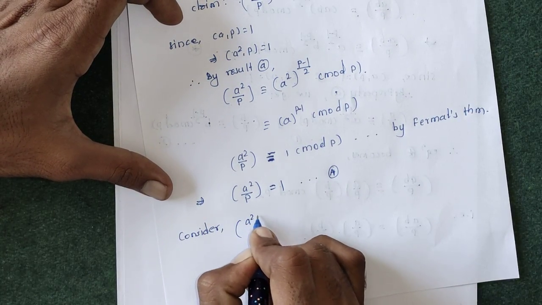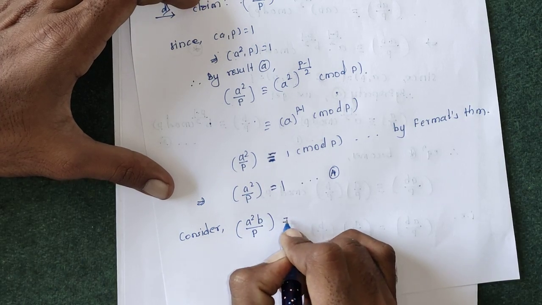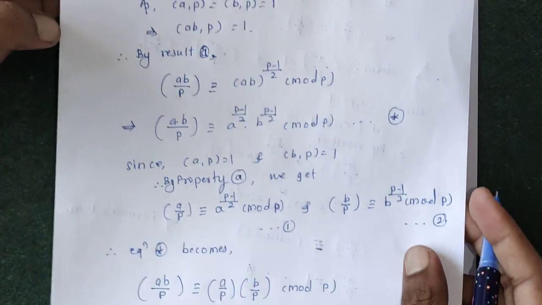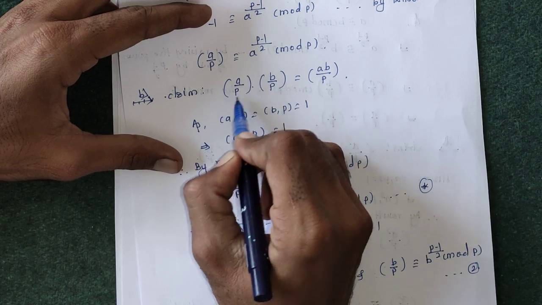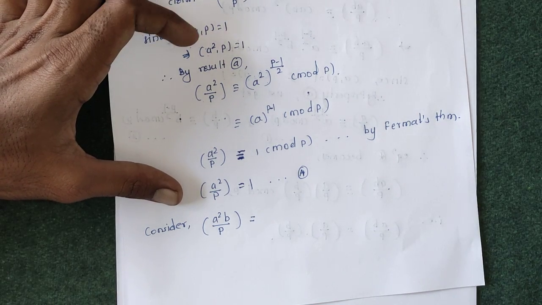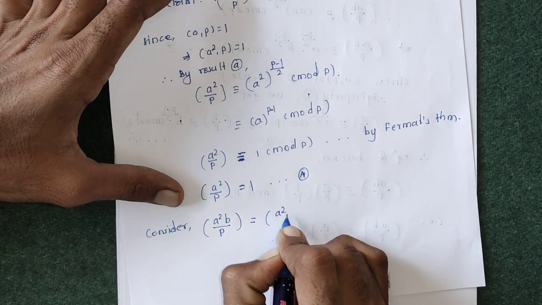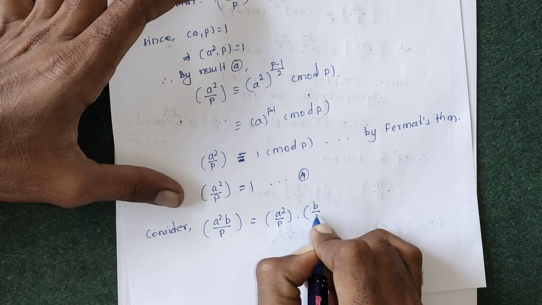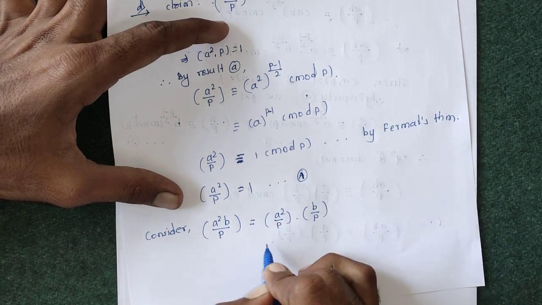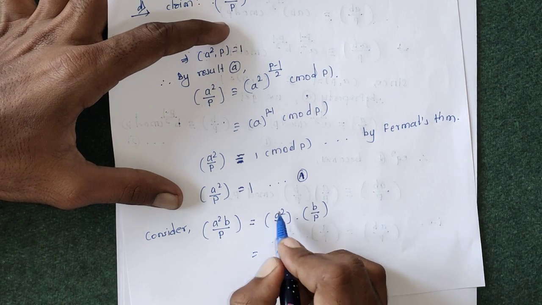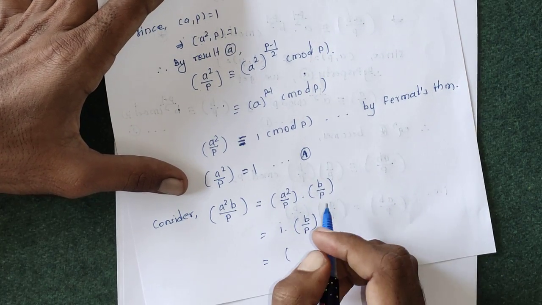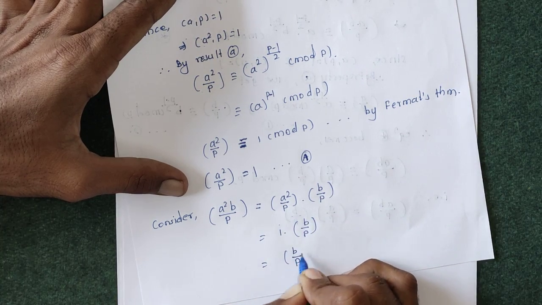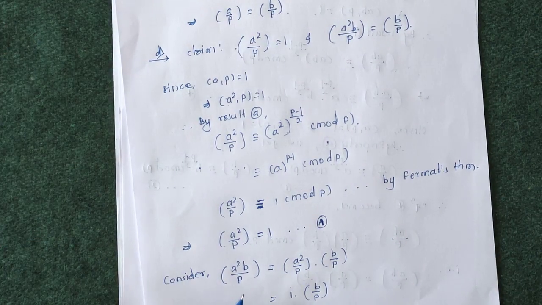Consider Legendre symbol of a square b with p, which is equal to, by the second result, we have Legendre symbol of ab with p is equal to Legendre symbol of a with p into Legendre symbol of b with p. So, here Legendre symbol of a square into b with p, we can write as Legendre symbol of a square with p into Legendre symbol of b with p, and from equation A we have Legendre symbol of a square and p is 1. So, we get the result Legendre symbol of a square into b with p is equal to Legendre symbol of b with p. Hence, the proof of the fourth property.